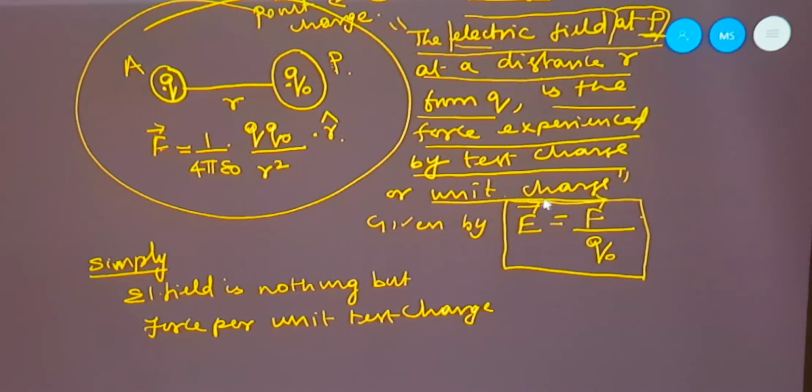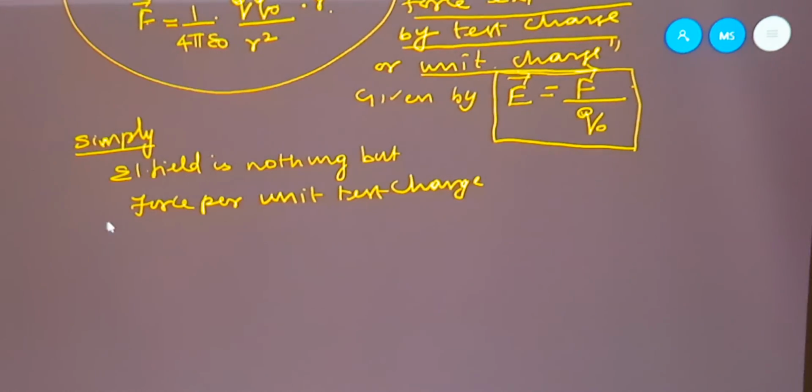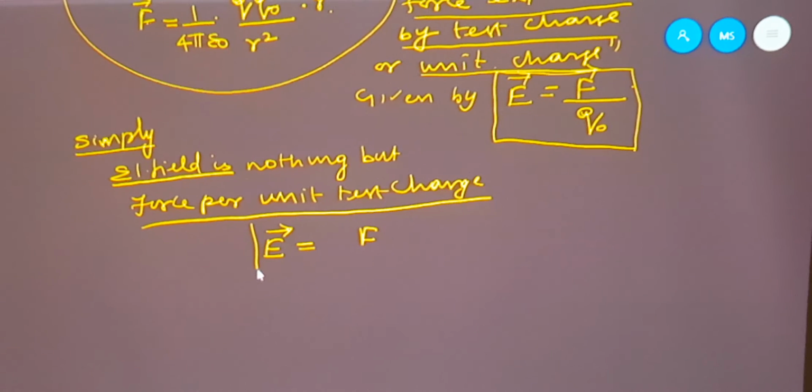So the same thing I have written here in a simple manner. Electrical field is force per unit test charge. So how can you write it? You can write E vector is equal to F, or modulus of E vector is equal to modulus of F vector divided by the test charge Q0.